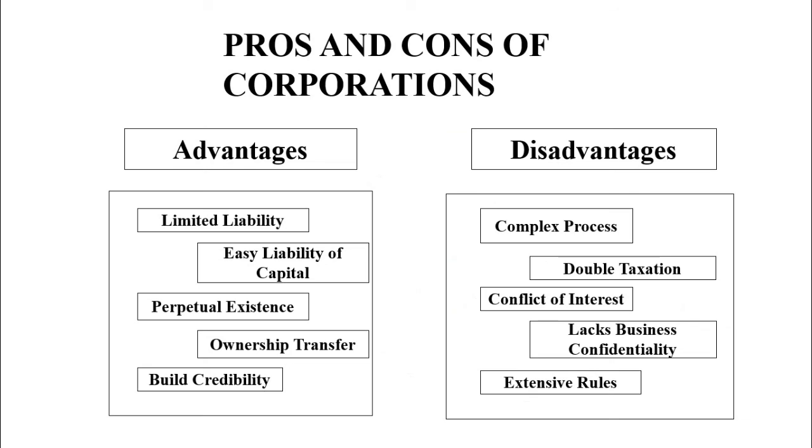The advantages: corporations have limited liability, easy liquidity of capital, perpetual existence, ownership transfer, and build credibility. And for the disadvantages, a complex process. So this is very complex when it comes to corporations. There is double taxation, conflict of interest, and lack of business confidentiality. And the last is extensive rules. So there are a lot of rules when it comes to corporations.